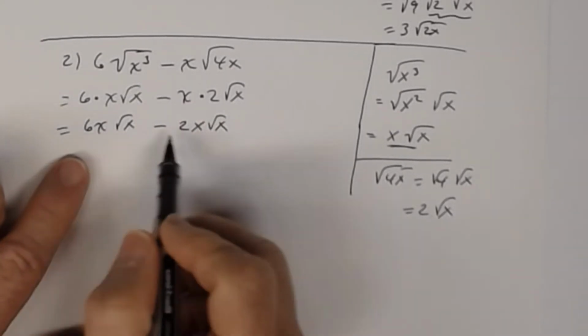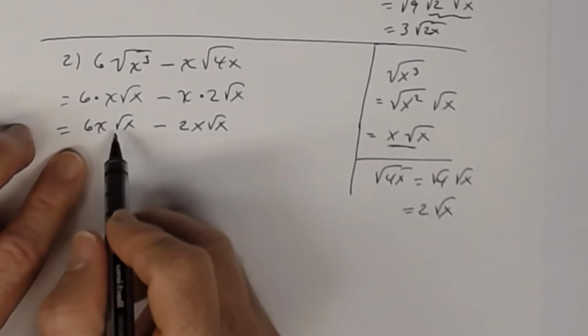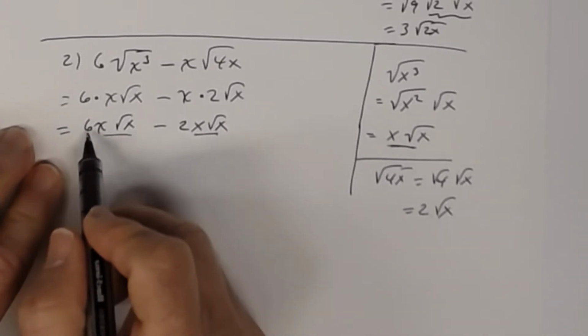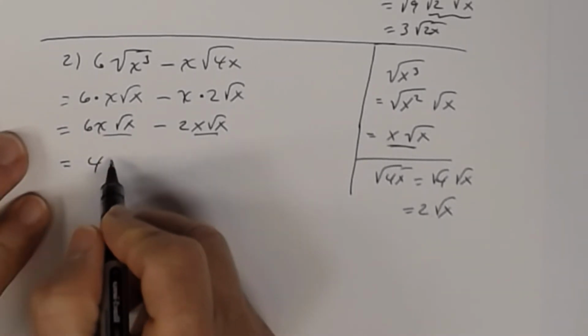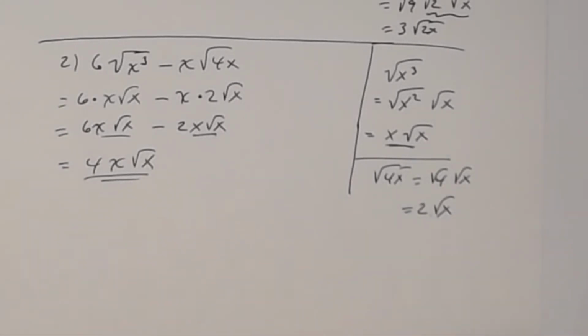And I want you to notice those are like terms. Those are like terms now. So I have 6x square root of x and then minus 2x square root of x. Those are like terms. So 6 and a negative 2 is a positive 4. So I get 4x square root of x. So there's the answer there. Okay, so that was number 2.